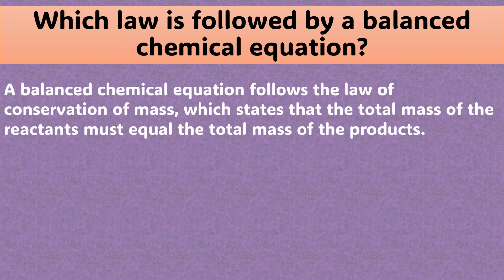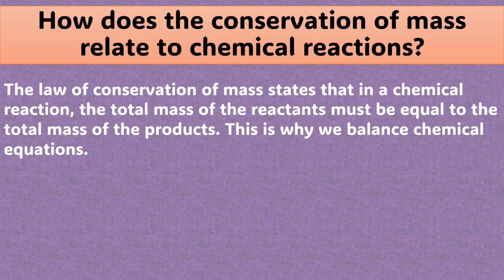Question number 38. Which law is followed by a balanced chemical equation? Answer. A balanced chemical equation follows the law of conservation of mass, which states that the total mass of the reactants must equal the total mass of the products.